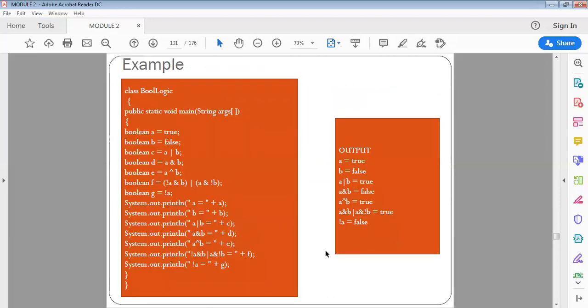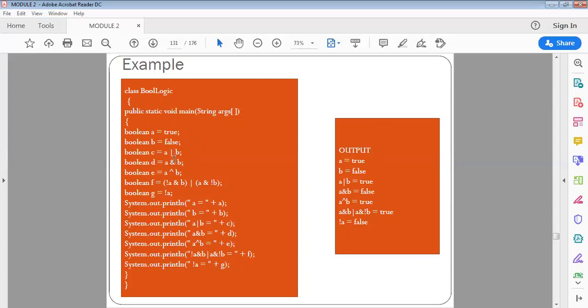So here is the following program. This program will perform all the Boolean logic expressions. First you have a class called BoolLogic, which contains a main. You give a equals true, b equals false, and so many statements on executing. First, what is the a value? A value is equal to true. Next, what is the b value? B value is equal to false. Next, come to the c value.